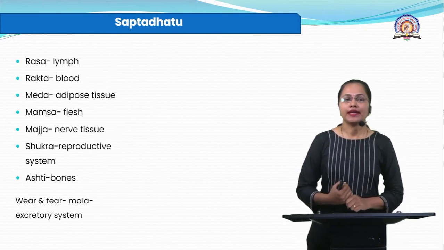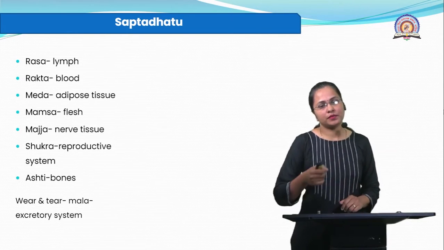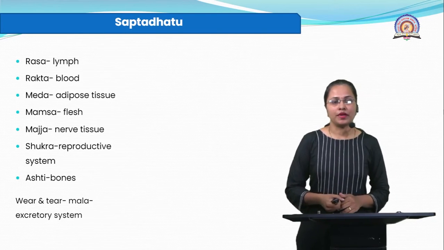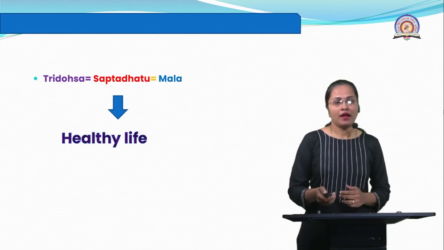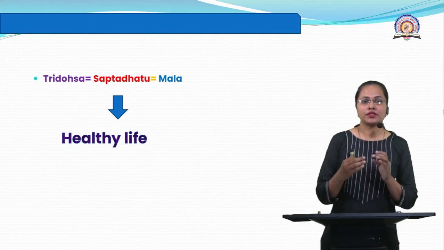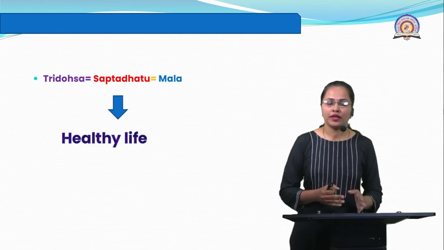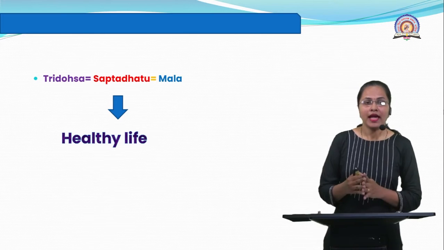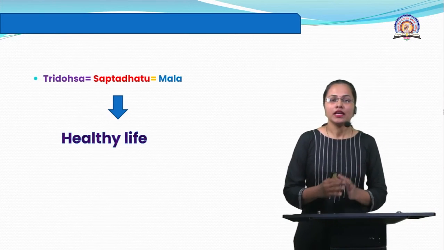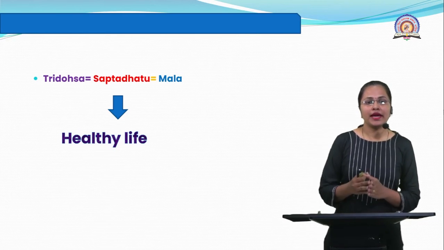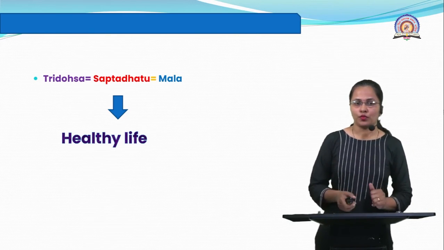Wearing and tearing of all these saptadhatu leads to the formation of mala, which is nothing but the excretory system, and collectively these three dosha, saptadhatu and mala form an equilibrium in the body, and if they are present in equilibrium in the body of a human being, it leads to a healthy life of the human being.